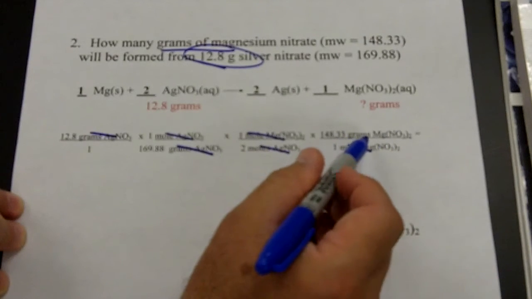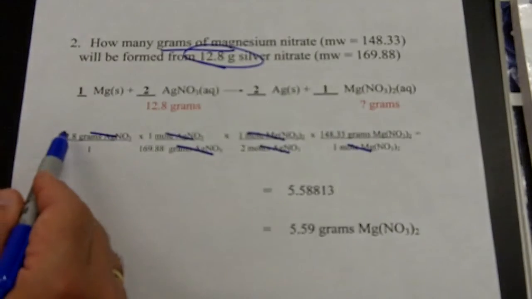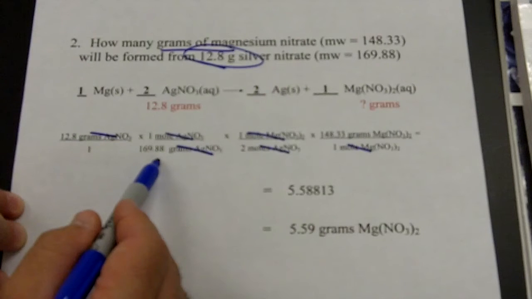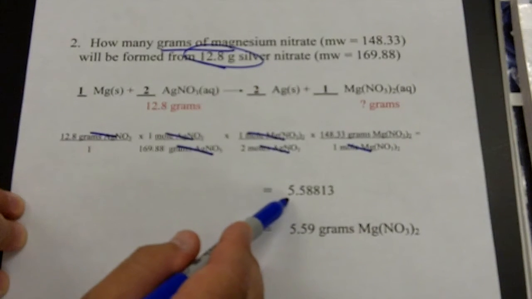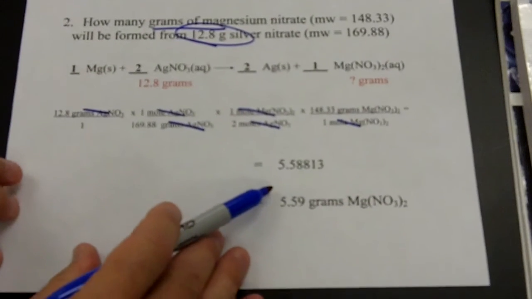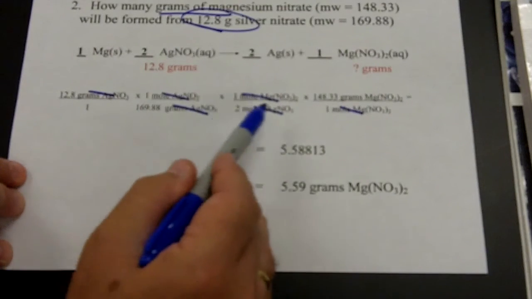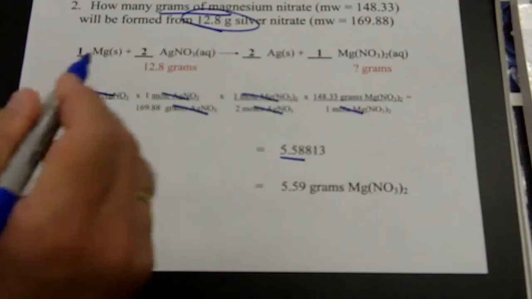Am I looking for grams of magnesium nitrate? You bet. I'm looking for grams of magnesium nitrate. I'm going to multiply this by this, hit enter, then divide by this, hit enter again, divide by this, and I hit enter again, and I get this number, 5.58813. Now, I can only have a total of, let's see, 3 significant digits here, 5 there, 5 there. 3 will limit me. I can only have 3 significant digits.